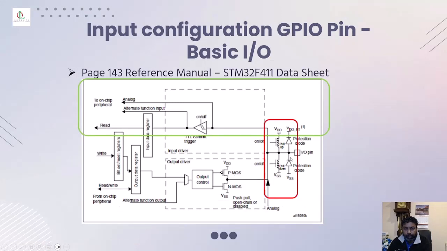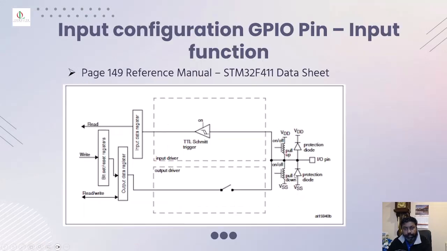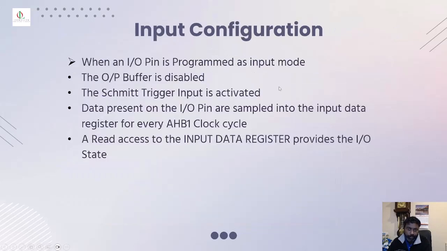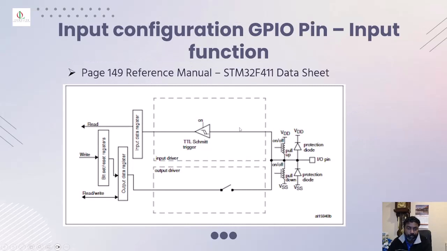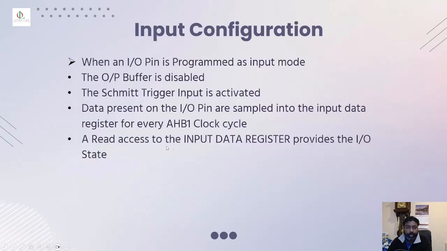So we explained this, and this is the push-pull configuration, and we learned about the input function, how it operates with the Schmitt trigger. In the input configuration, what are all the steps to be configured as an input mode? The output buffer is disabled when the pin is programmed as input mode. The Schmitt trigger input is activated. Data present on the IO pin is sampled into the input data register every clock cycle. Read access to the input data register provides the IO state.